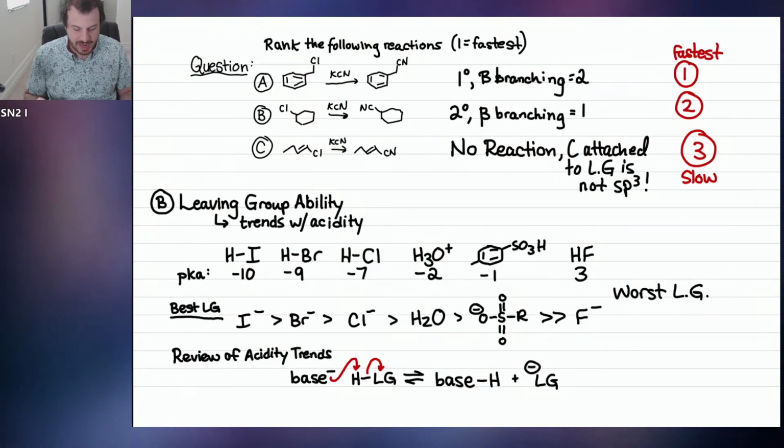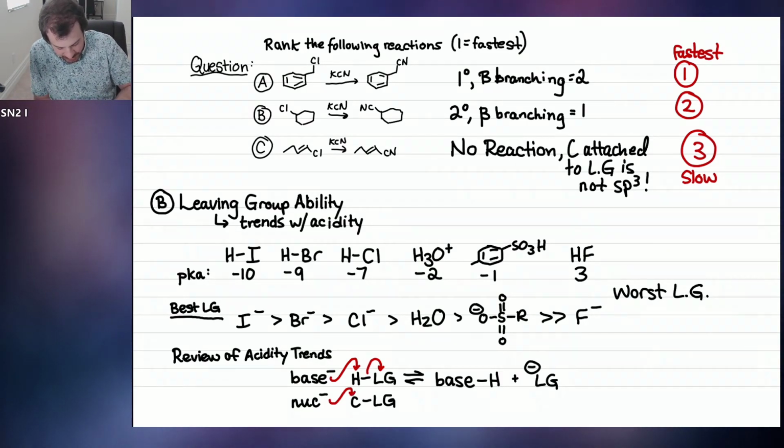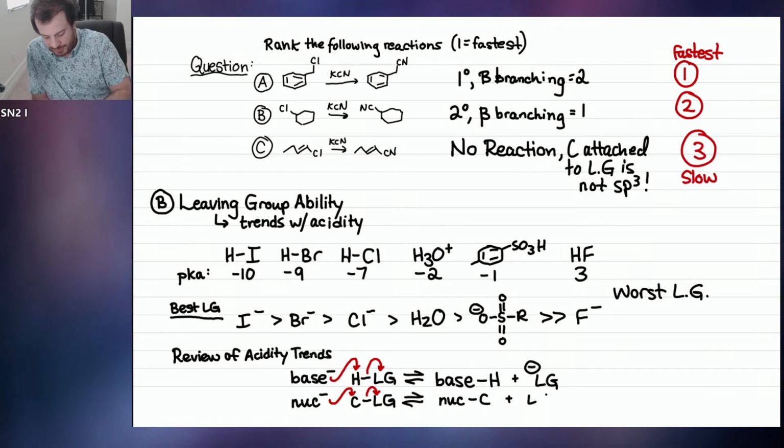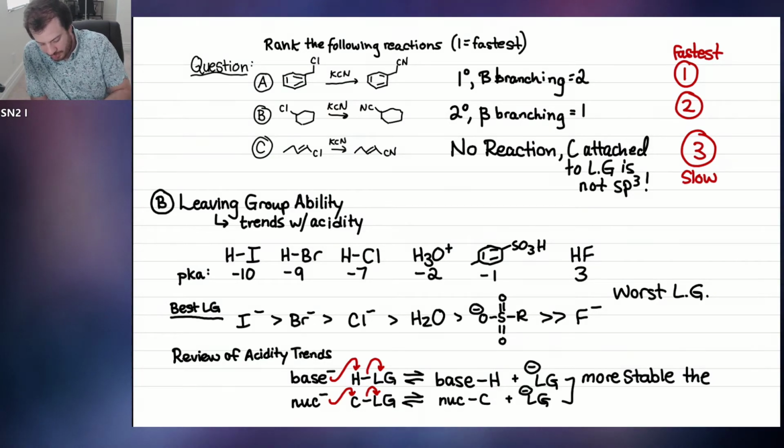Okay. In an Sn2 reaction, you can see it's very similar to an acid-base reaction. Instead of a base, we have a nucleophile. And instead of grabbing a hydrogen, it's grabbing a carbon attached to the leaving group. This is the organic version of an acid-base reaction. That's all Sn2 is. The nucleophile grabs a carbon instead of a hydrogen, but it still ejects a leaving group. And then the result is having the nucleophile-carbon bond forged, and we still get the leaving group ejected. Okay? So the idea is that the more stable the leaving group, the better.